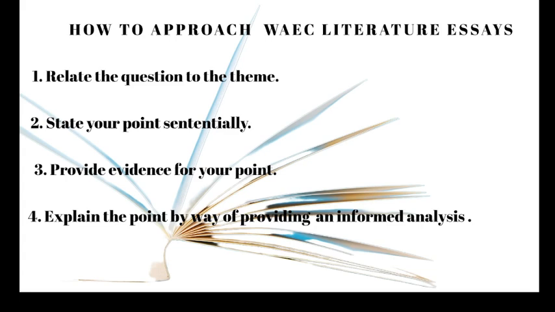Explain the point by way of providing an informed analysis. That is where you now juggle up everything you have, the evidence, you start discussing them. You start discussing the evidence that you have provided on how Ma was treated, probably provide a little bit of background of how Pa became sick and how he died, and how the narrator tells us that Ma is married off to Pa's younger brother. You just juggle up all the points together. You discuss the points with the evidence in a way that demonstrates that you read the text.